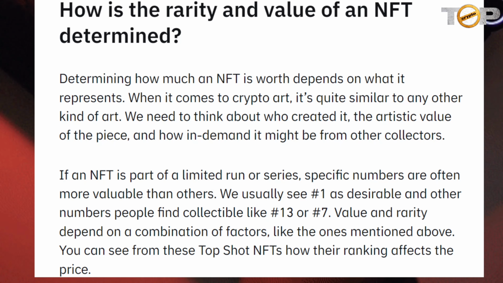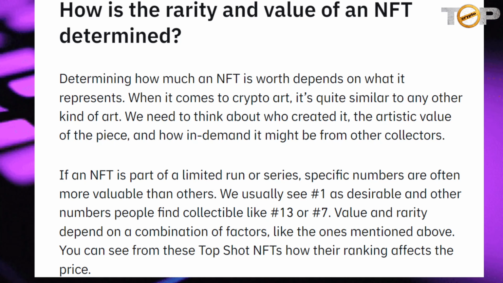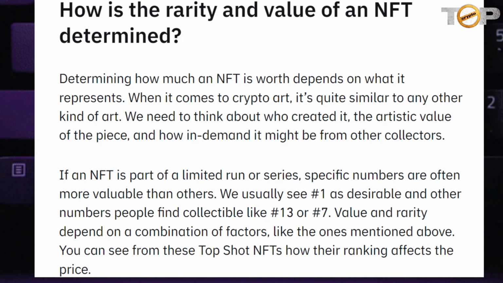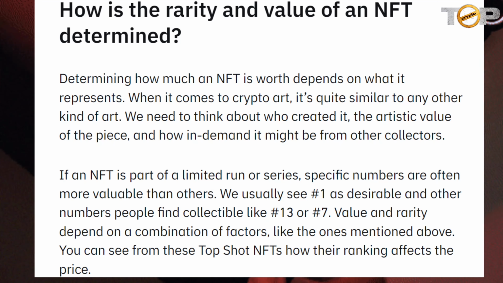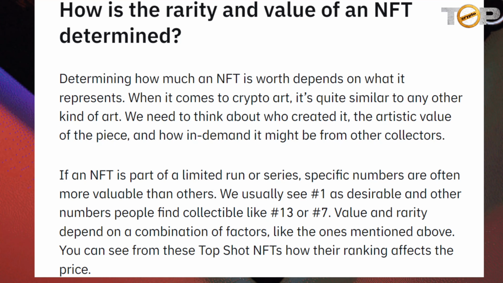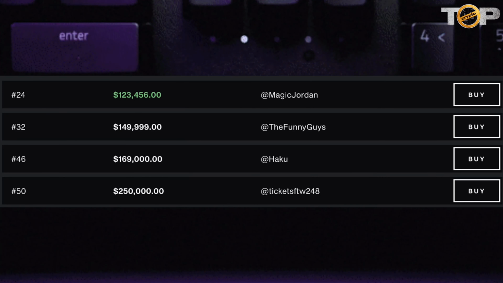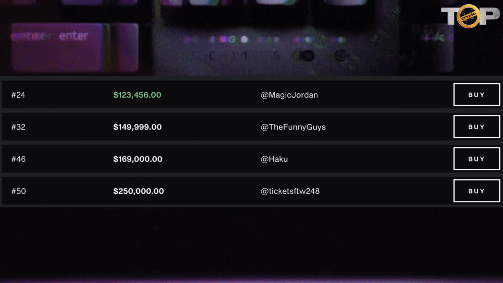If an NFT is part of a limited run or series, specific numbers are often more valuable than others. We usually see number 1 as desirable, and other numbers people find collectible like number 13 or number 7. Value and rarity depend on a combination of factors, like the ones mentioned above. You can see from these top-shot NFTs how their ranking affects the price.